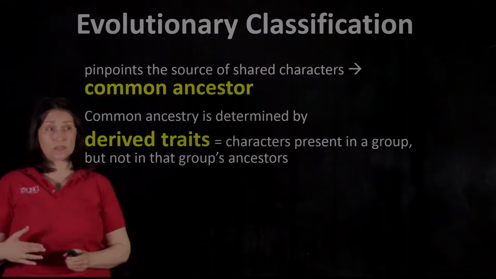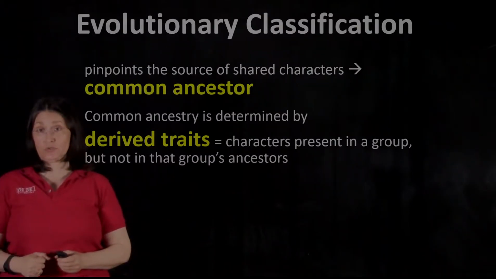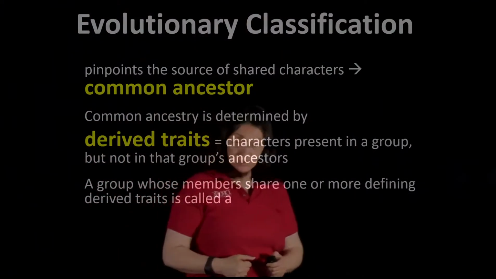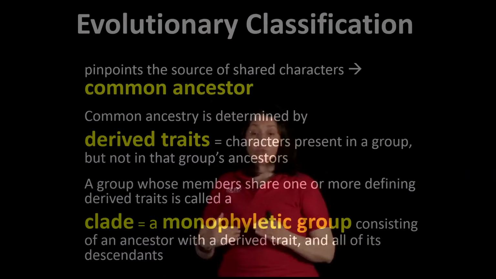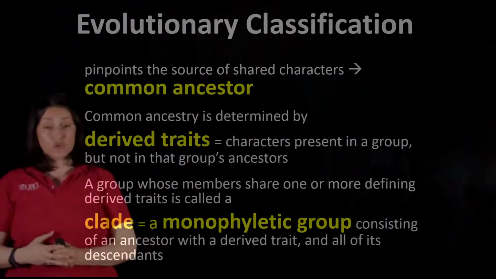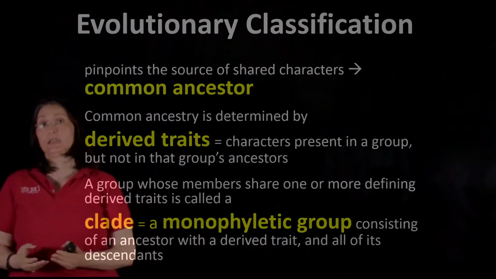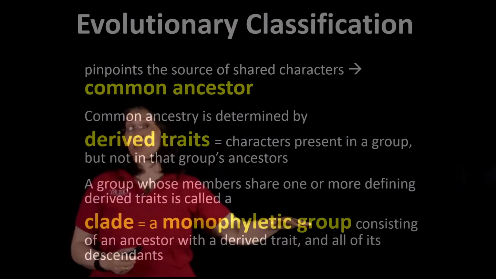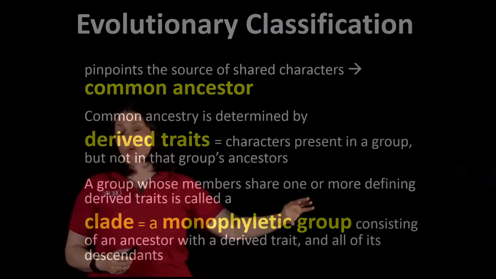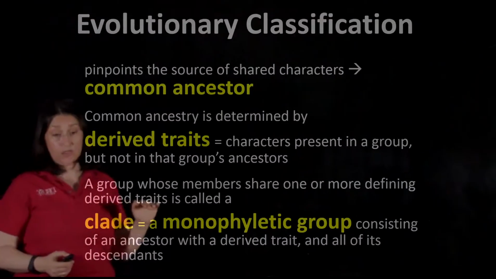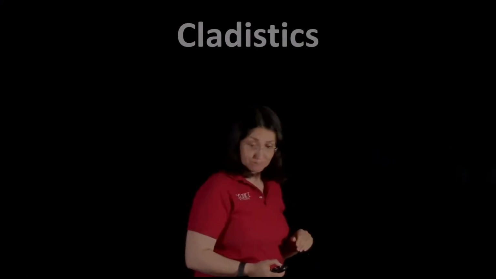So, for example, in plants, flowers versus cones. So that will be a derived trait. So that group that has acquired or somehow now has this derived trait is called a clade. And the word clade in Greek refers to branch. And a branch is monophyletic, or a monophyletic group, which literally means a single tribe group. And it contains its ancestors and all of the descendants.